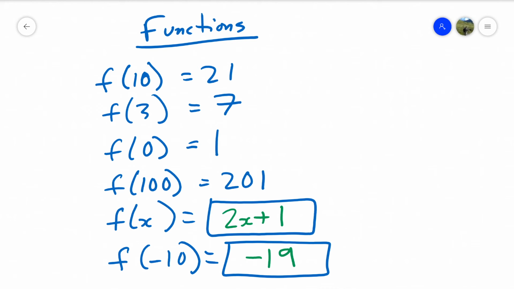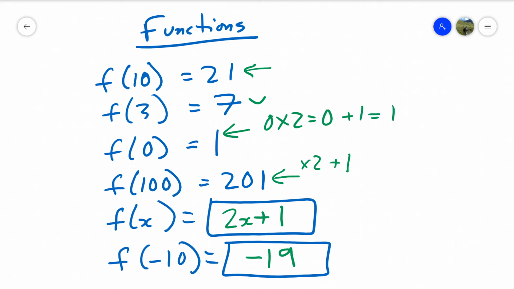How do I work that out? Well, I kind of feel like it's a pretty good clue straight away. How do you get from 10 to 21? That's kind of doubling it, adding 1. Oh, this one looks helpful. That's definitely times 2 plus 1. Oh yeah, and 0 times 2 is 0. And then if you add 1, you get 1, yeah, and it works. Got it, sorted. And then minus 10 times 2 is minus 20. Add 1, you get minus 19.